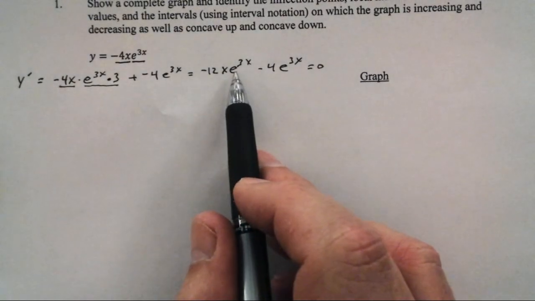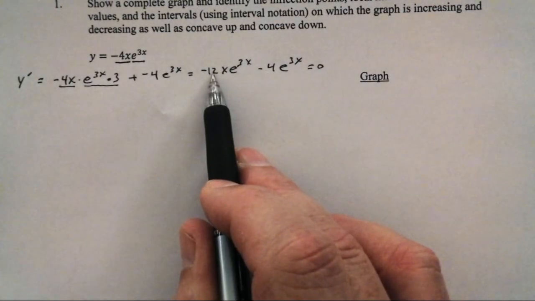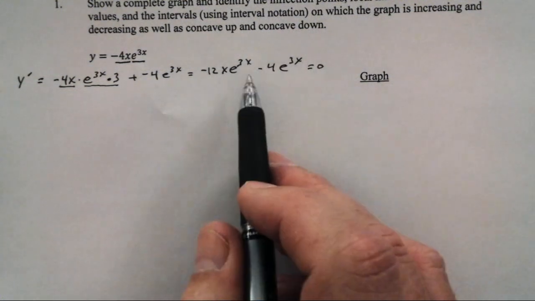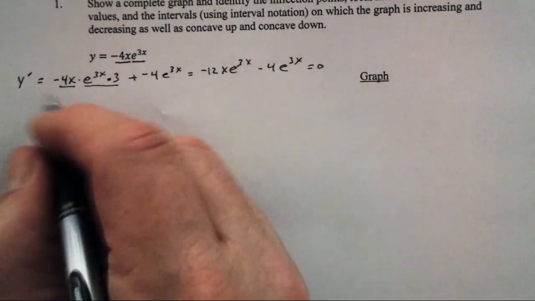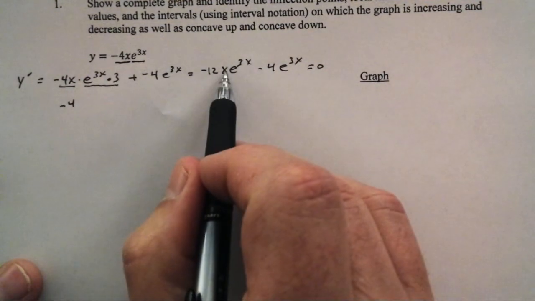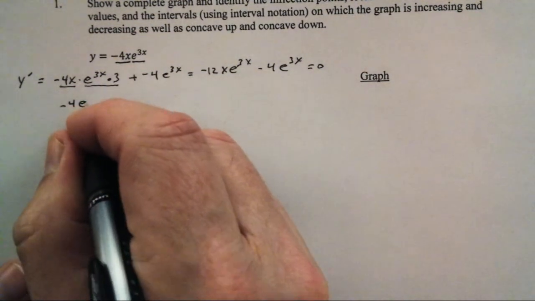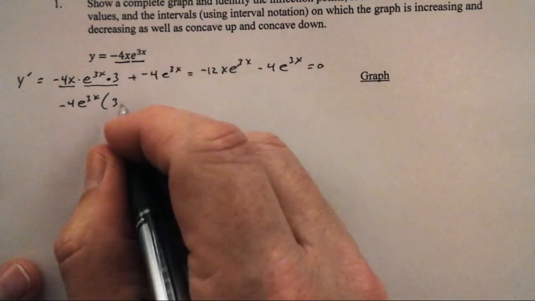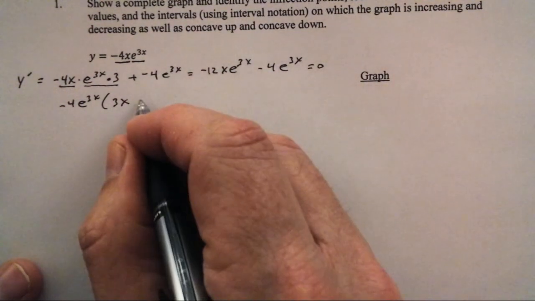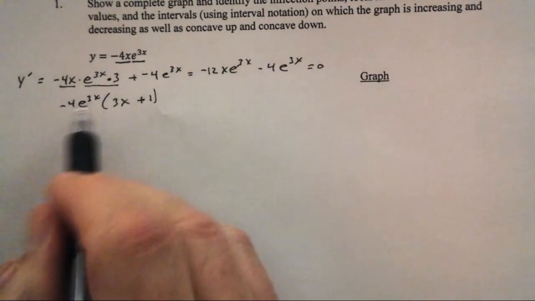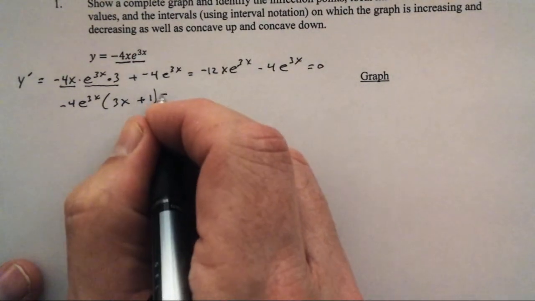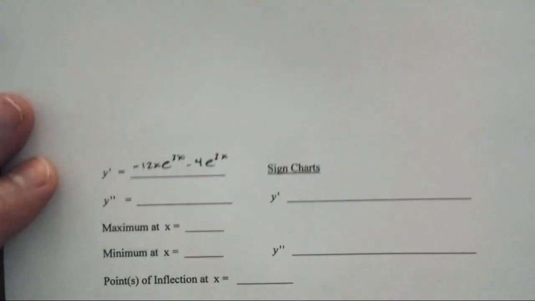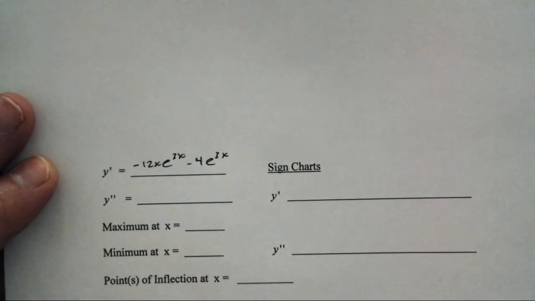To solve this, tempting to just divide both sides by negative 4, divide both sides by e to the 3x. But I'm going to group and factor. So I can factor out a negative 4. We can't factor out an x, but we can factor out an e to the 3x. And that leaves us from this term a factor of 3, a factor of x, and from the second term just a factor of plus 1. Check that with distribution. I want to know when that equals 0. Because I'm going to use that to find out possible locations for maximums and or minimums.